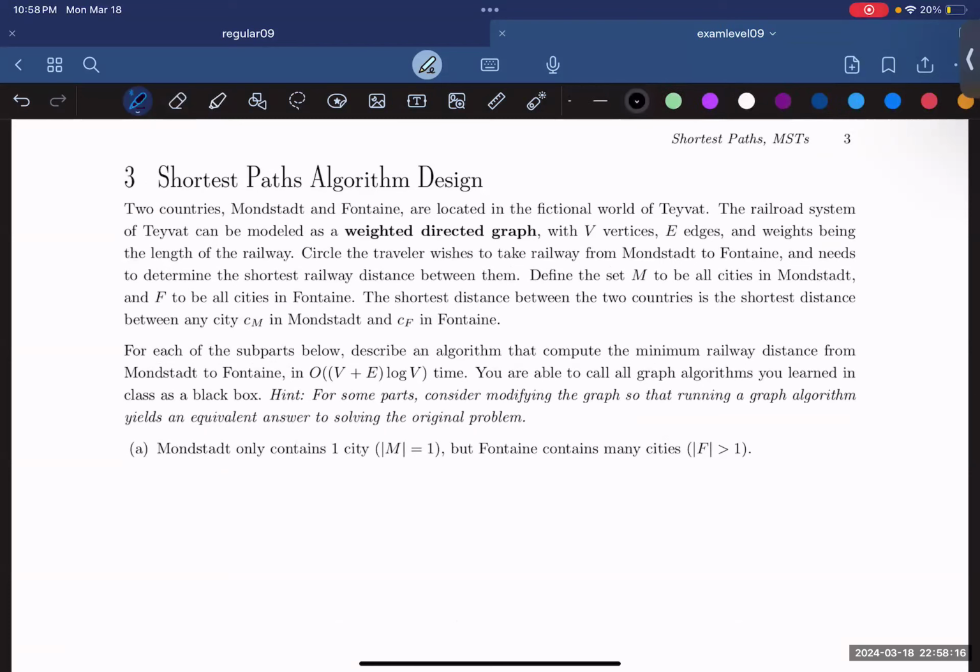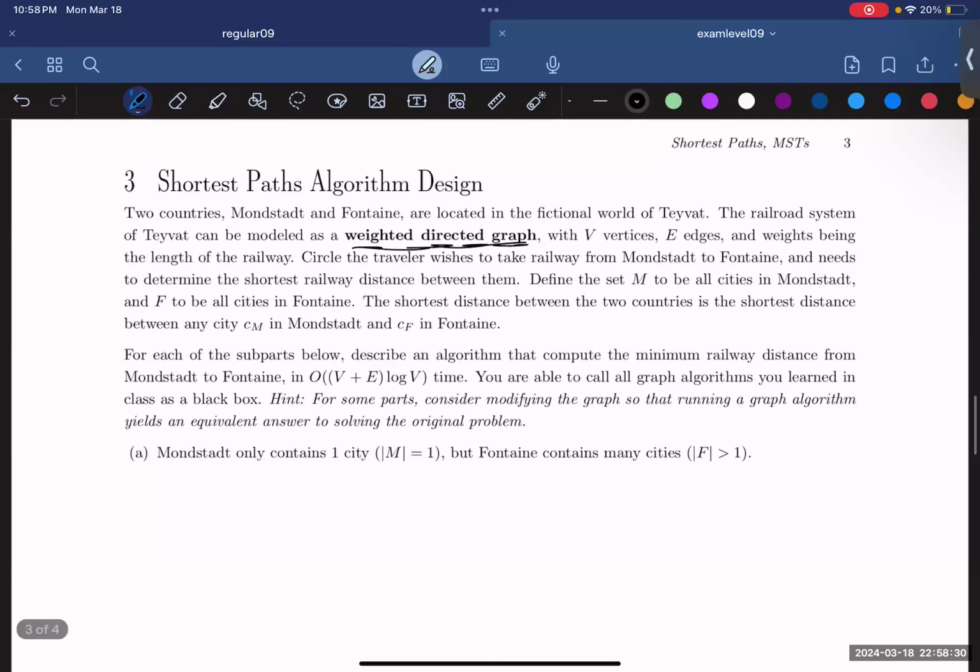First of all, we have a weighted directed graph. So all edges are going to have a specific weight, and these weights are going to be the length of the railway system. We also have V vertices and E edges. And we want to find the shortest distance from Mondstadt to Fontaine, and we want to make sure it fits that runtime. So let's get right into it.